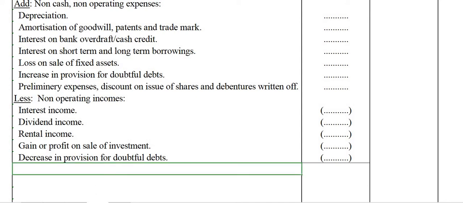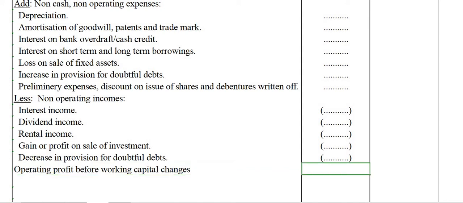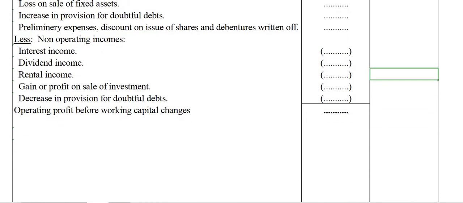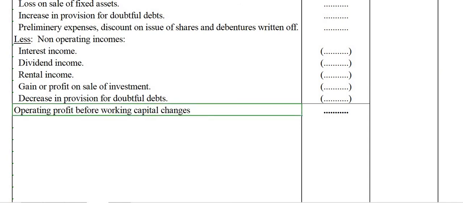Then the result we will get is operating profit. Operating profit is the result. That operating profit is before changes in working capital. Okay. So we can mention here operating profit before working capital changes. So we have added all these expenses to profit and deducted all these non-operating incomes and got what? Operating profit before working capital changes. Okay.